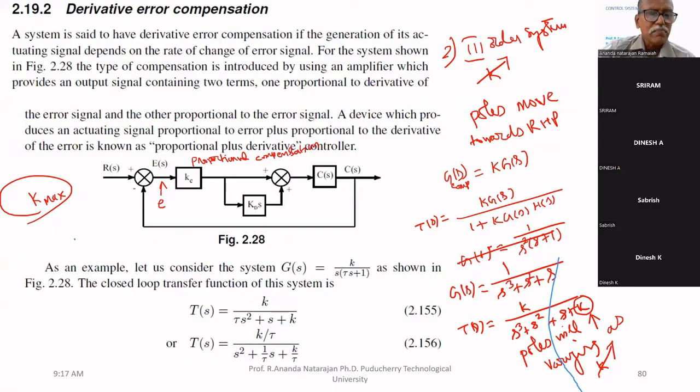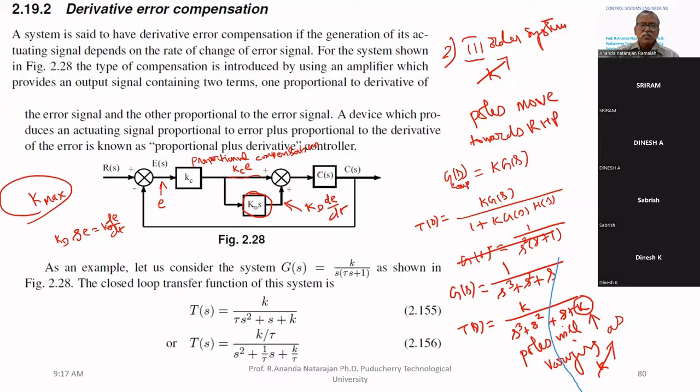If you multiply E by S, it means d by dt. If you multiply d by dt by Kd, some gain K, that is called Kd d by dt. That is given by this Kd s. S means differentiation. The error is multiplied by the derivative. So there are two parallel paths. This path is for proportional, Kc times error. This path gives Kd times d by dt.